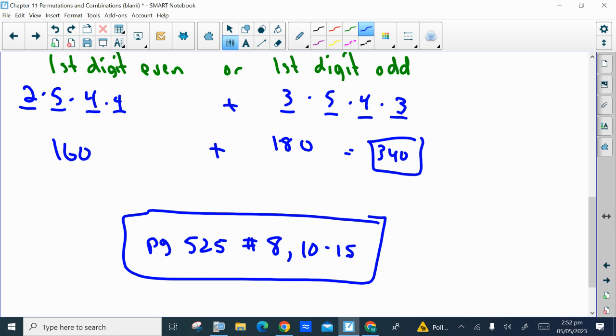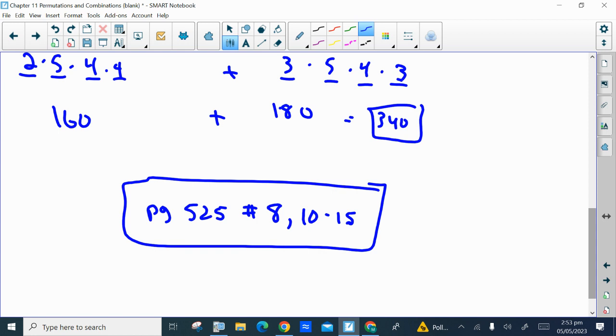So question 8 and 10 through 15. I will put these answers on Google Classroom so you can check your answers. Okay?